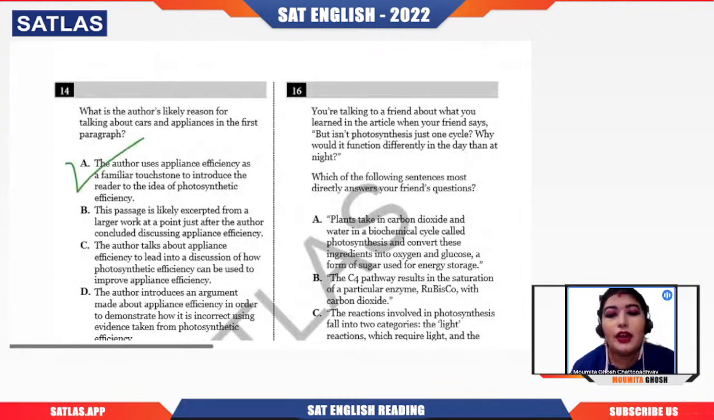The author uses appliance efficiency as a familiar touchstone to introduce the reader to the idea of photosynthetic efficiency. Okay, so the author has taken an example of the appliances and the vehicles in order to clarify or explain the mode of photosynthesis, or the process of photosynthesis. Okay, so the correct answer is option number A.